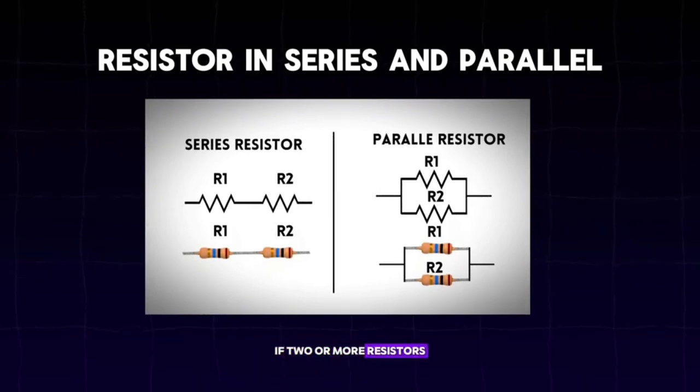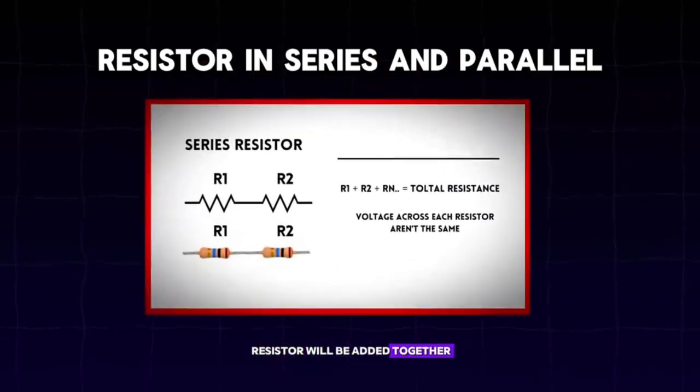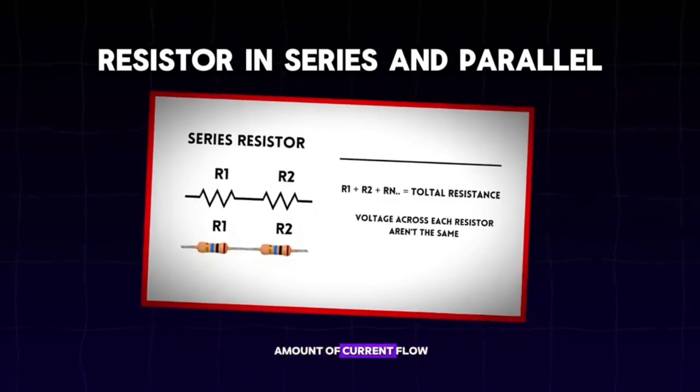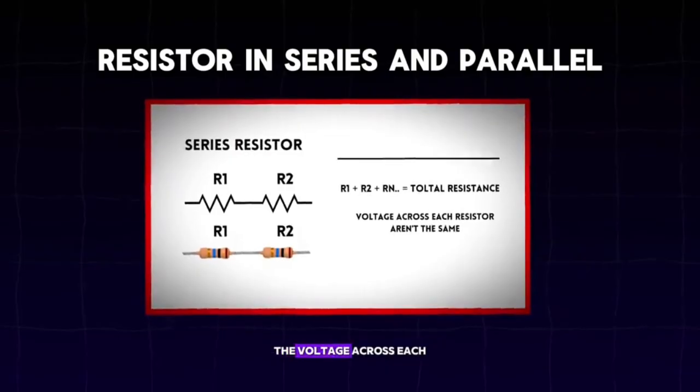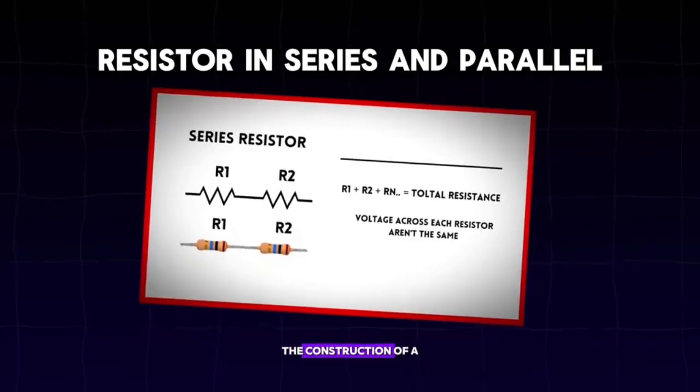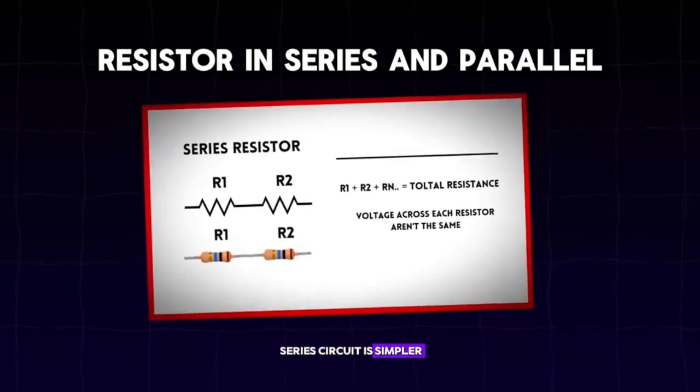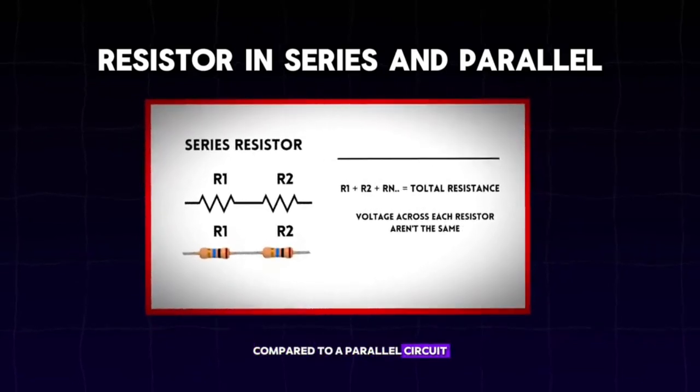If two or more resistors are connected in series, the resistance of each resistor is added together to make a total resistance value, and the same amount of current flows through all the resistors. In that type of circuit, the voltage across each resistor is different. In a series connection, if any resistor is broken or a fault occurs, then the entire circuit is turned off. The construction of a series circuit is simpler compared to a parallel circuit.